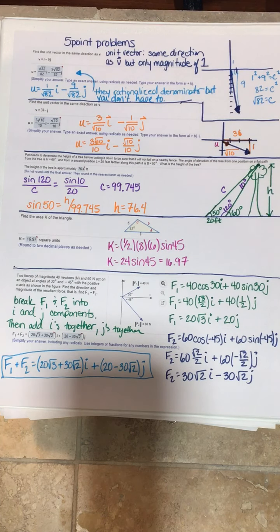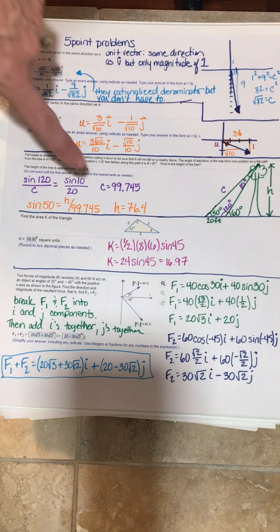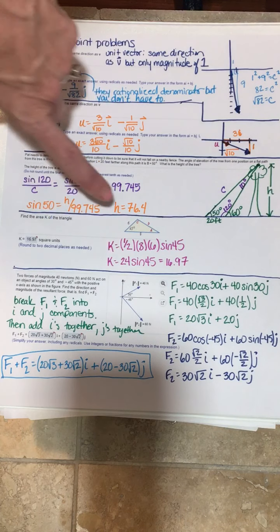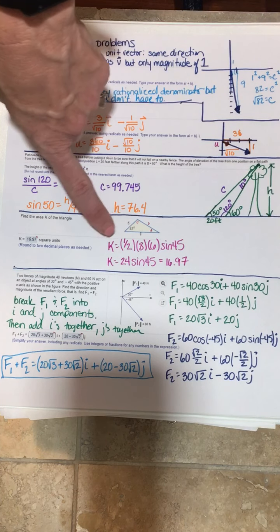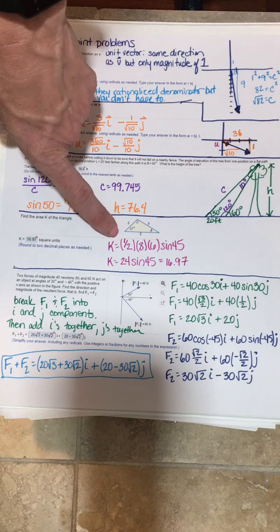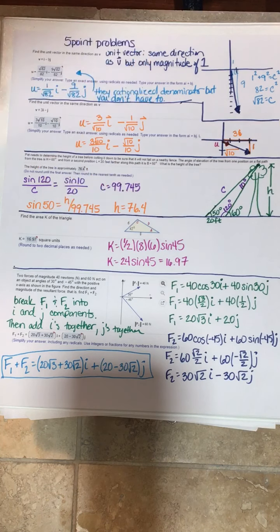So think of 1/2 base times height, but now instead it's 1/2 two of the sides times the sine of the angle between them. So notice we have this side and this side, and the angle between, so it's just 1/2 times 8 times 6 times sine of 45 degrees. Plug it all in the calculator at one time and you're going to get 16.97 square units. Just watch the number of decimals they want.